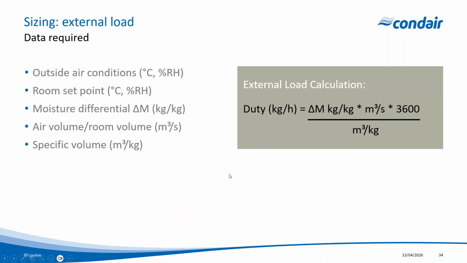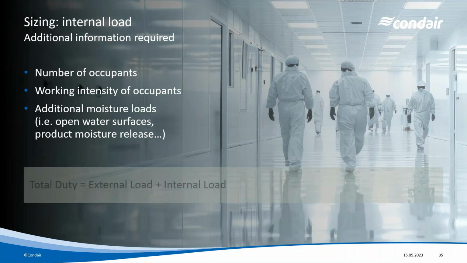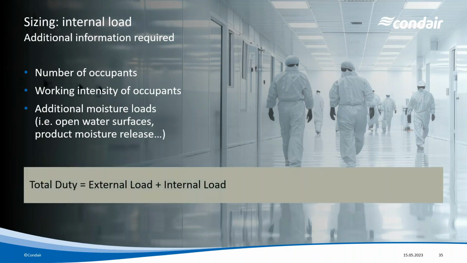But that's not the end of the story. With dehumidification, we need to consider what else is a moisture source within the room. Well, that could be the number of occupants and also what their working intensity is. And then if there's any additional moisture loads, like an open water surface or product moisture that's going to be released through the production process. Those two things will give us our total duty for the dehumidifier.